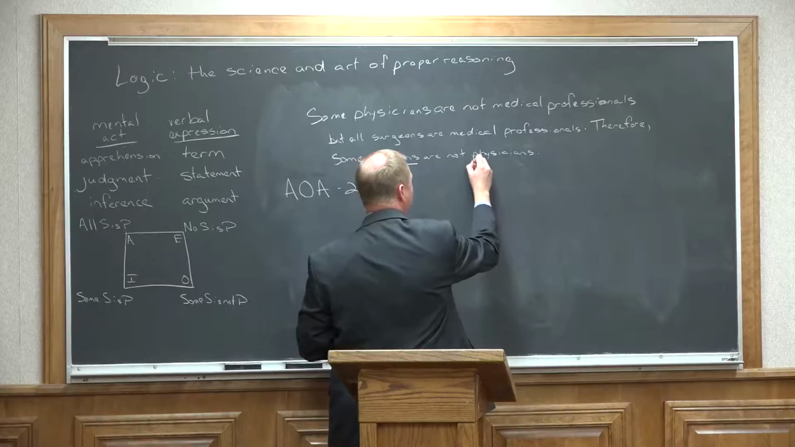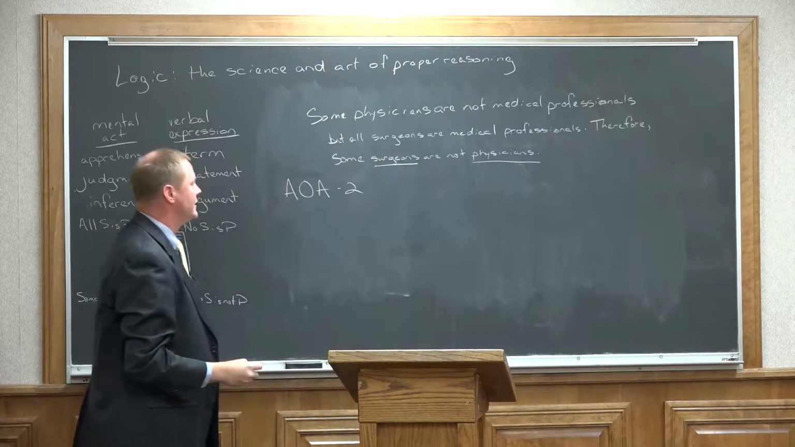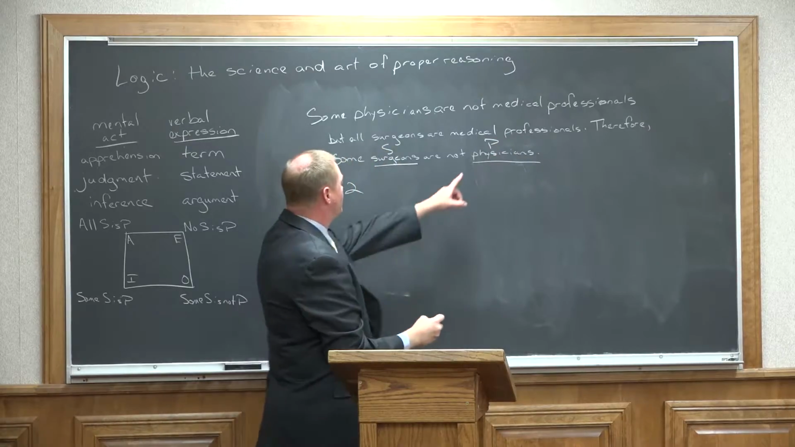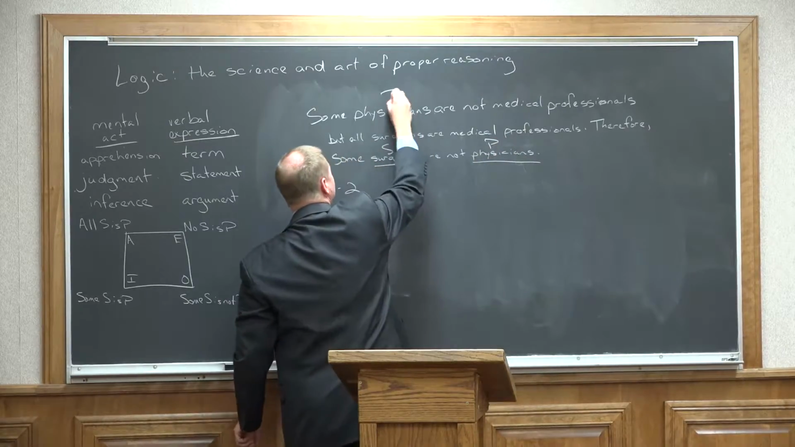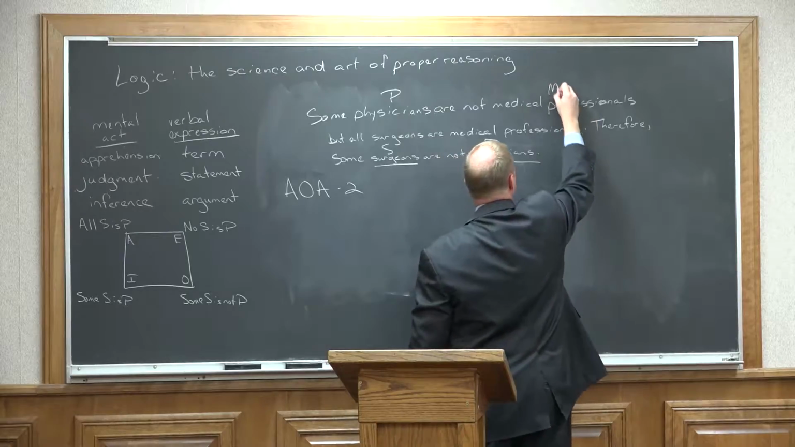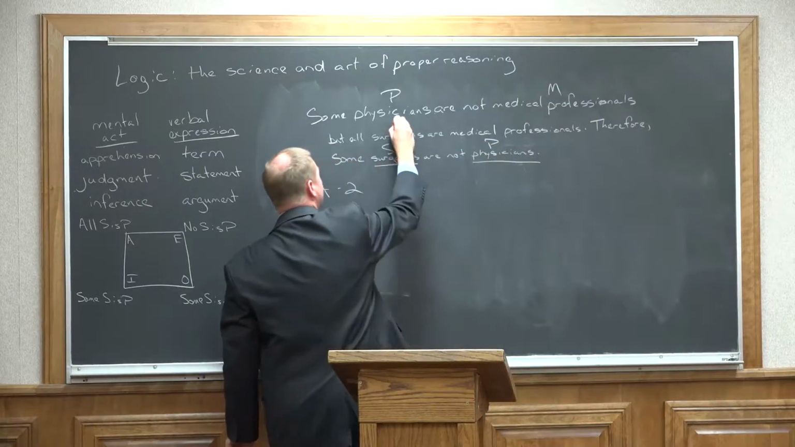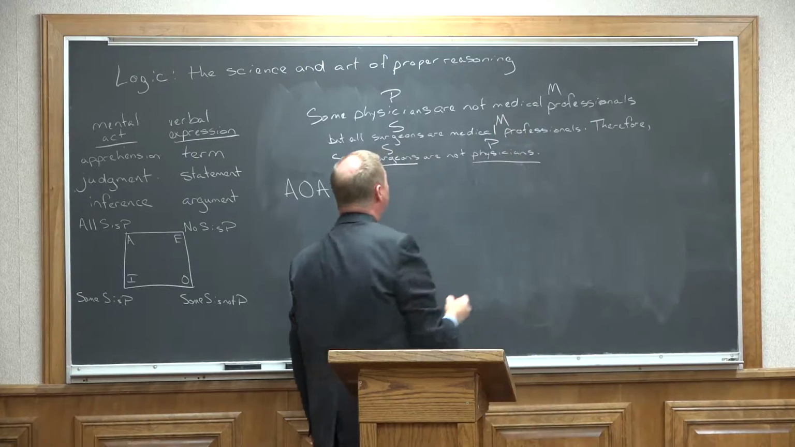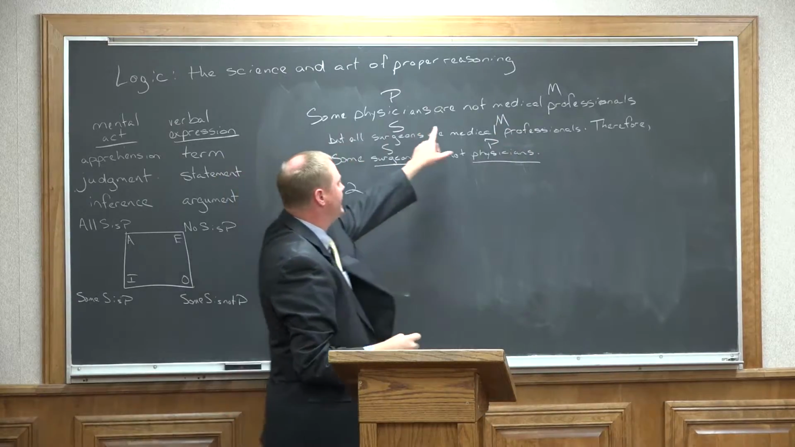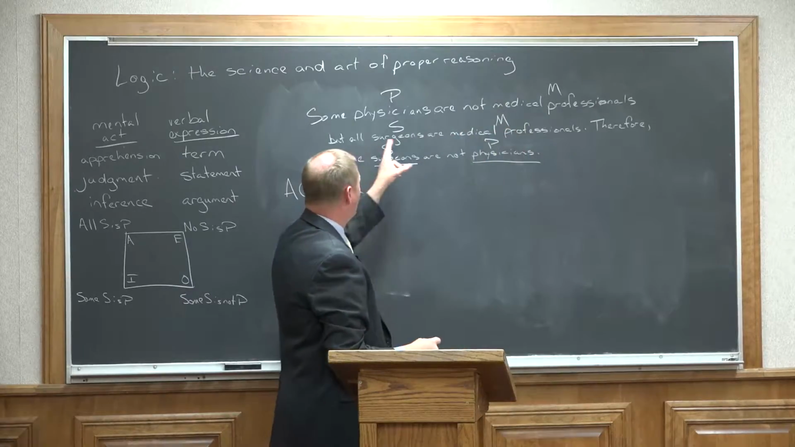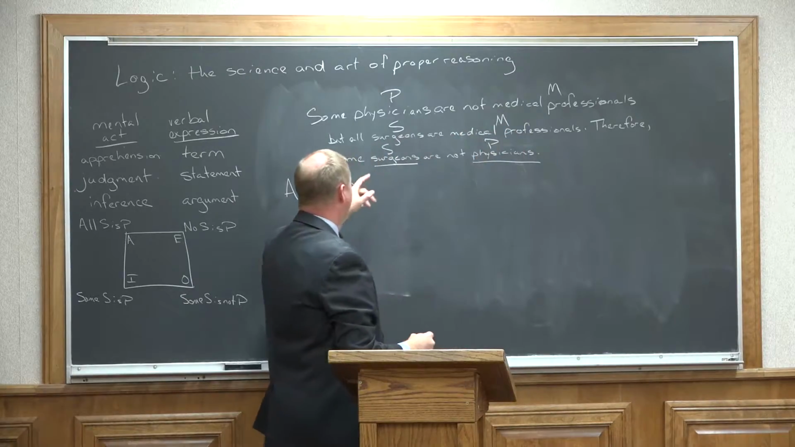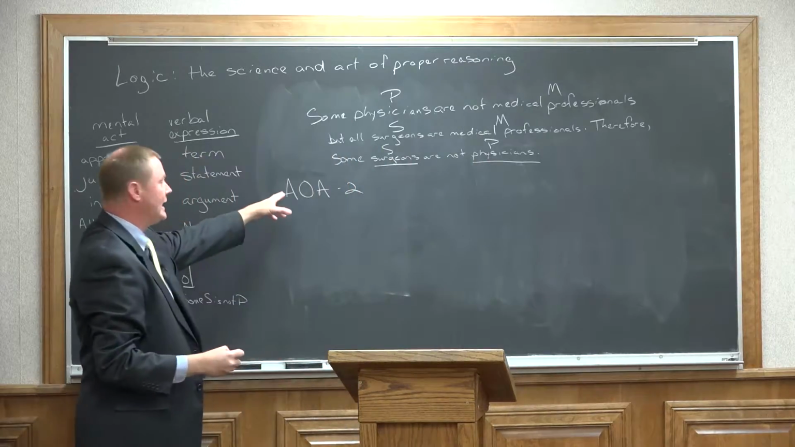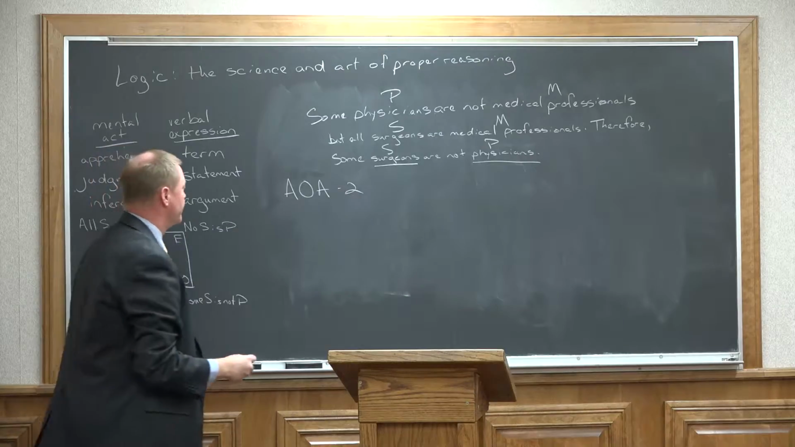This is your subject. This is the predicate of your conclusion. The predicate of the conclusion is right here. Here's your middle term. Your predicate is right there. There's your middle term. So you have some P are not M, all S are M, therefore some S are not P. Okay, that's an OAO-2 statement.